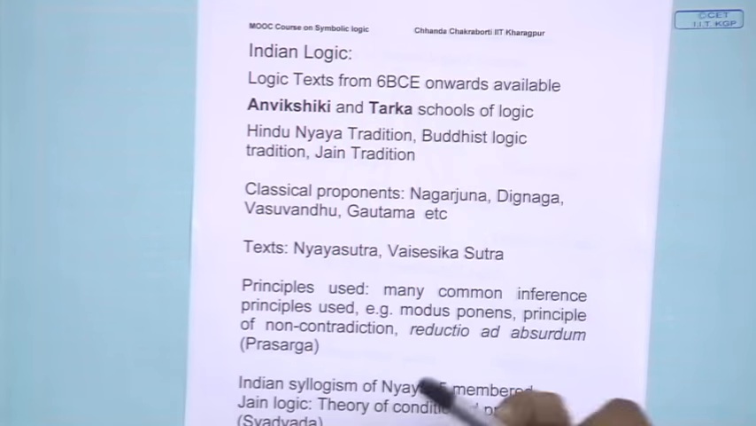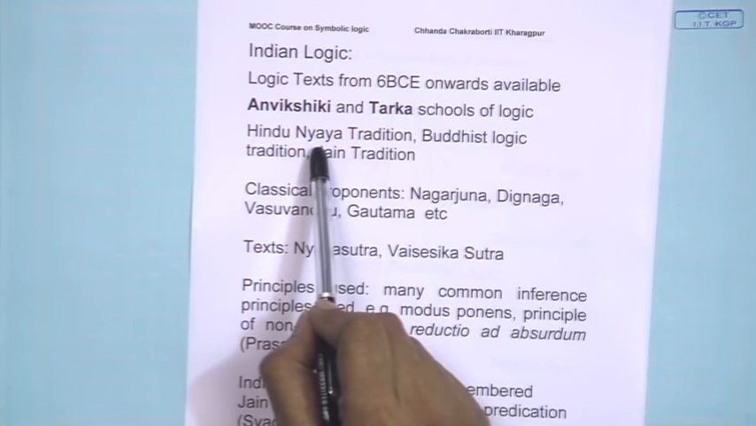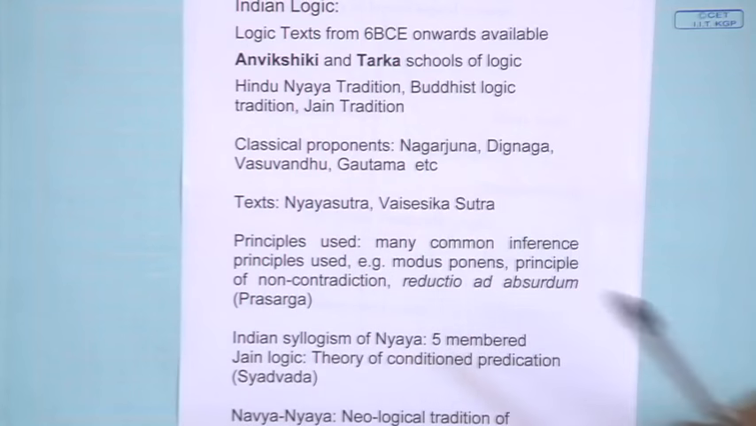And if you want to know which schools those are, among the Hindu schools there was the Nyaya tradition, which is known for its logic. The Buddhist logic tradition is extremely strong and robust. The Jains also have a very different and very interesting kind of logic system. Some of the classical proponents, whose names you may have heard, are Nagarjuna, for example, Dignaga, Vasubandhu, Gautama and so on.